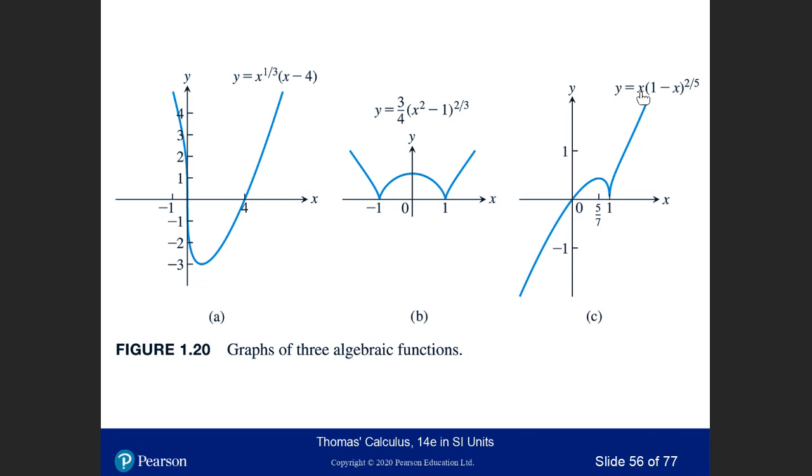x equals 0 is where it crosses the x-axis. x equal to 1, it crosses the x-axis, or is tangent. And you can see between 0 and 1, this is positive. When x is between 0 and 1, this is negative inside. However, you take the fifth root, then you take this square, so this is always positive.